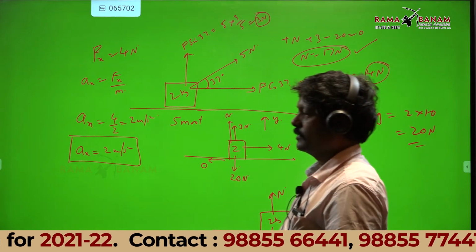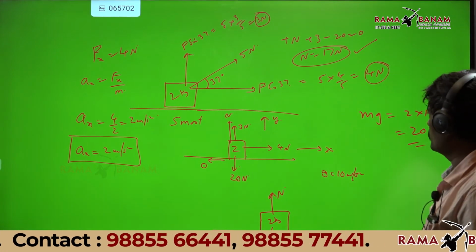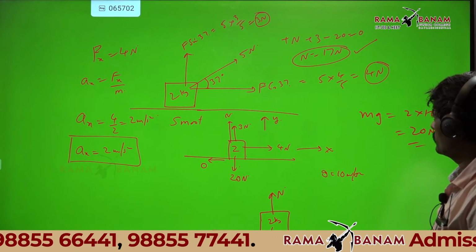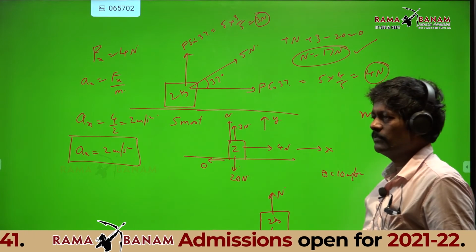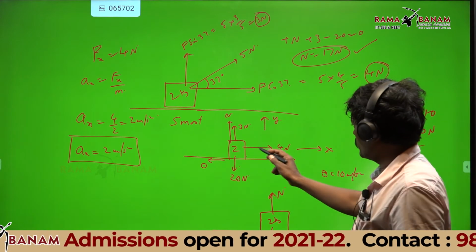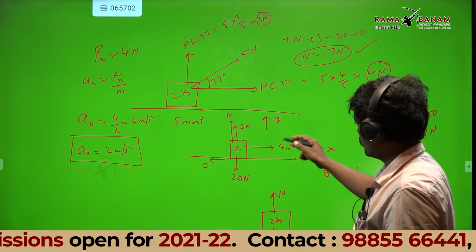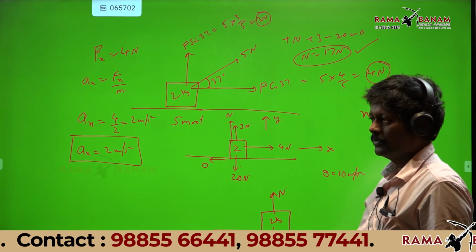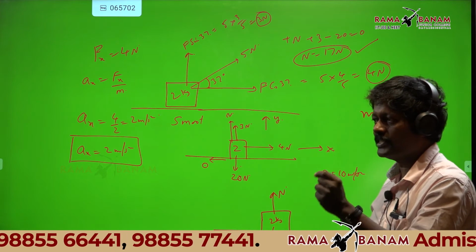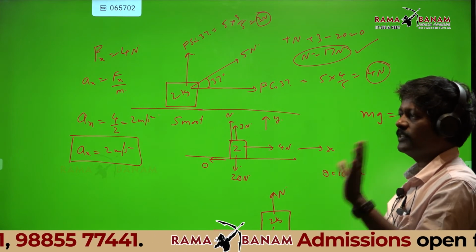Since the block is not moving to the left side, the left side is 0. No friction on the left side. If the block is moving towards the right, there is only one force towards the right. 4 minus 0 is 4. That means the force in the x direction is 4 Newton.